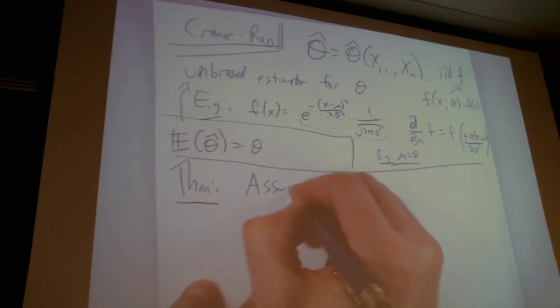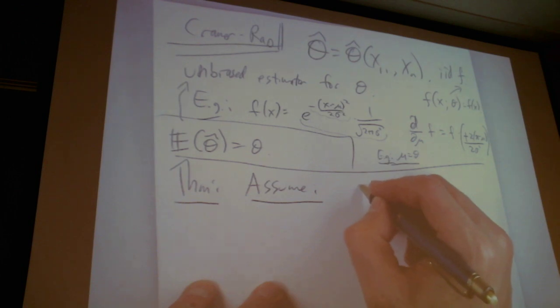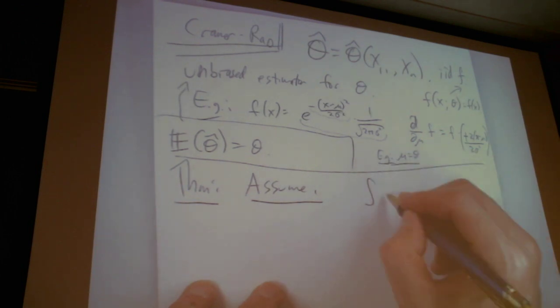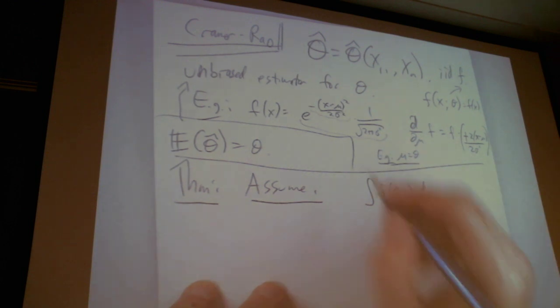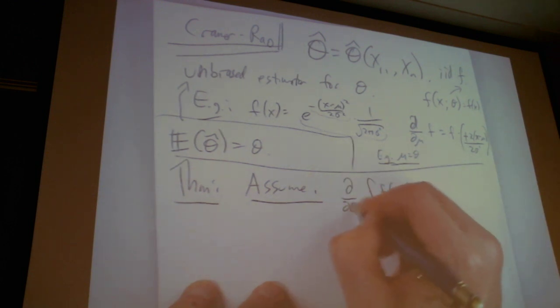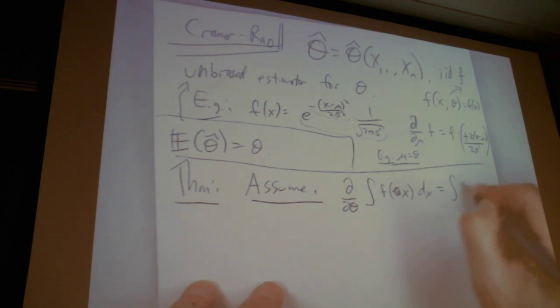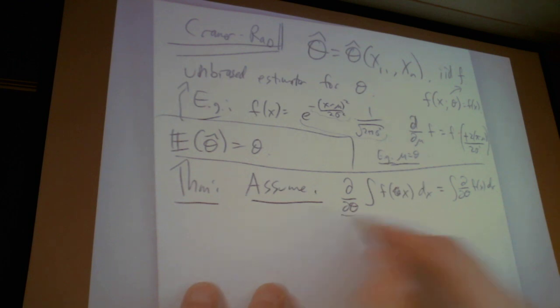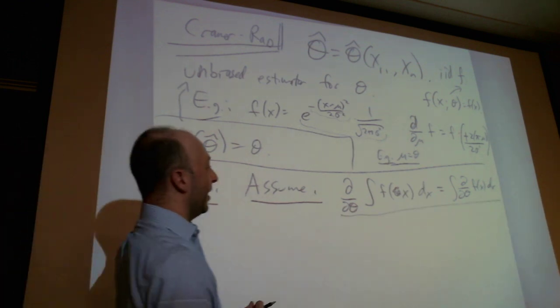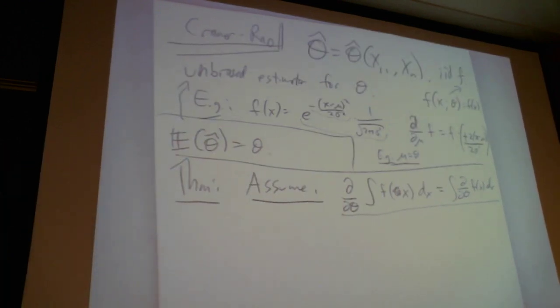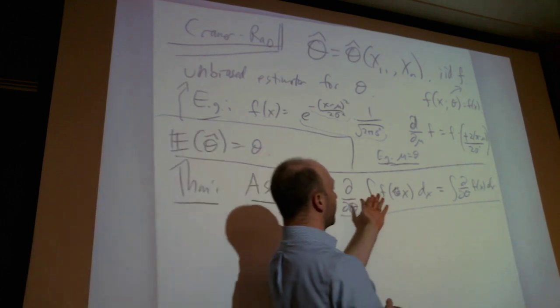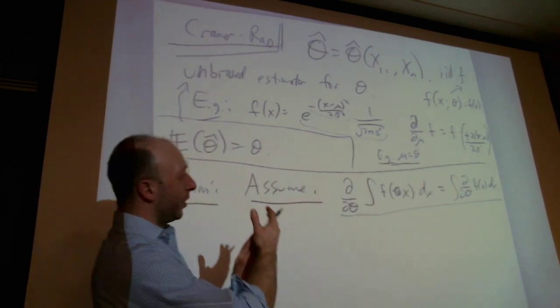assume, here's a big assumption, assume that if you integrate f of x dx, and you differentiate this with respect to theta, it's the same thing as differentiating under the integral. I'm going to explain in a minute how this condition fails. There's a very simple way that this condition fails. But we're going to assume that we can bring the derivative inside.